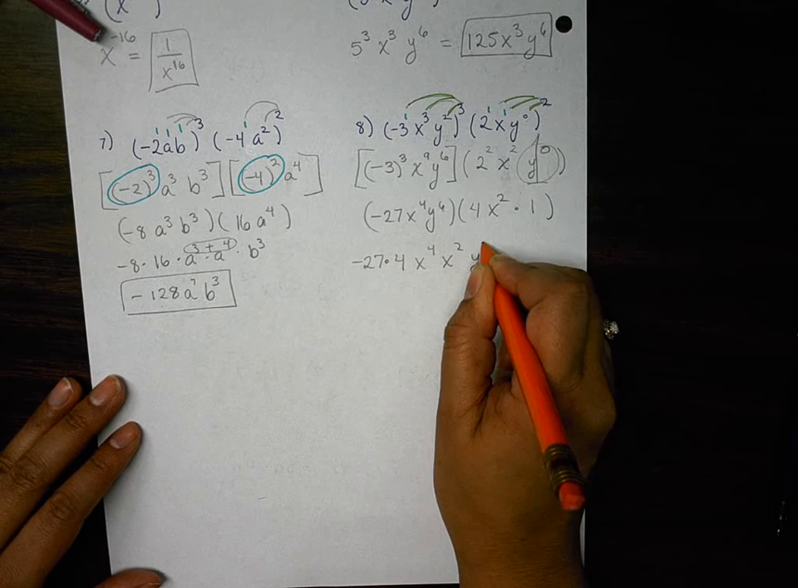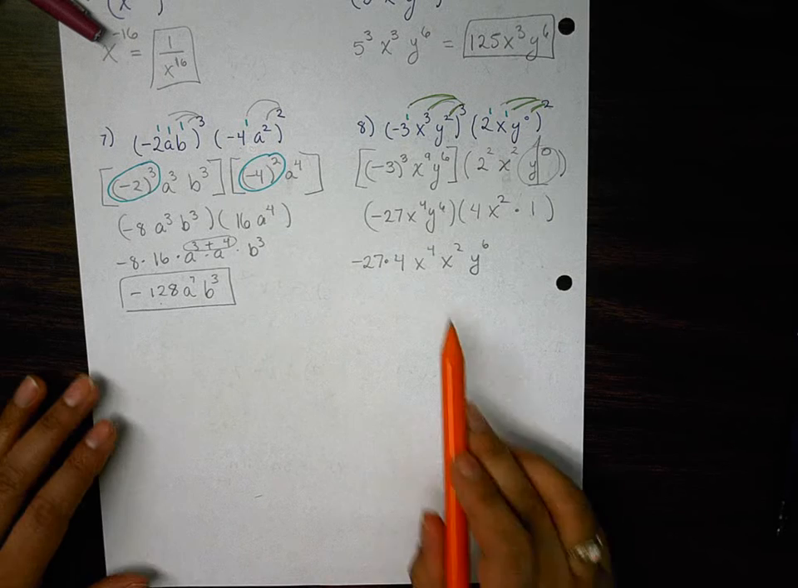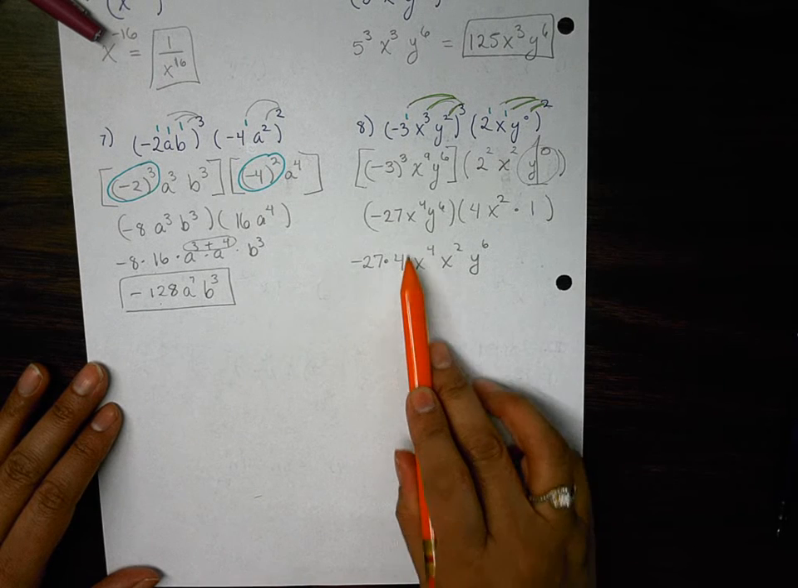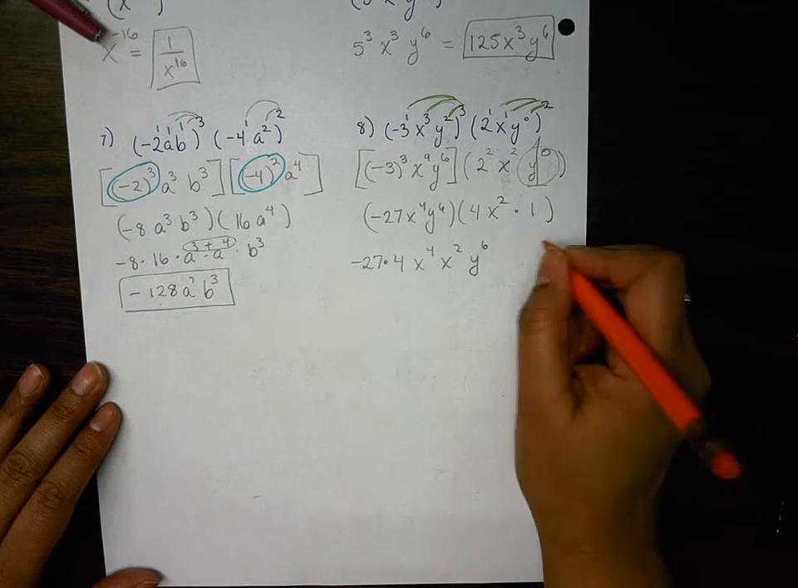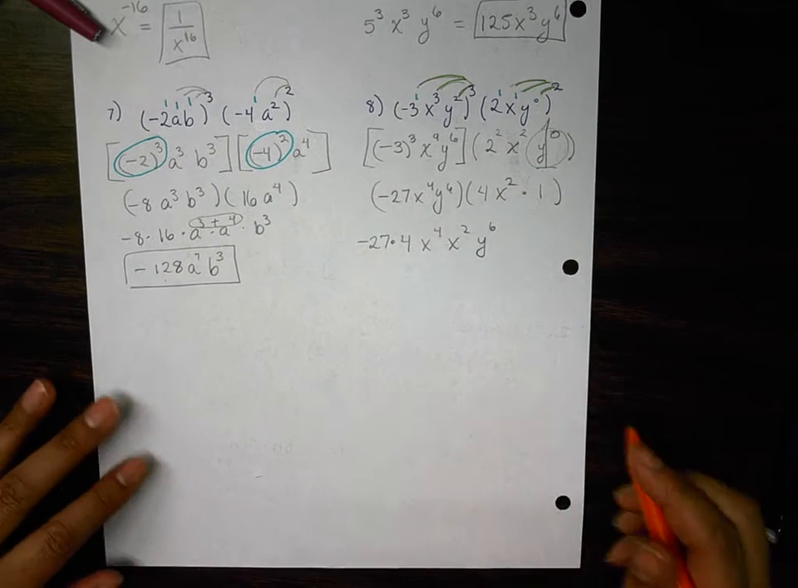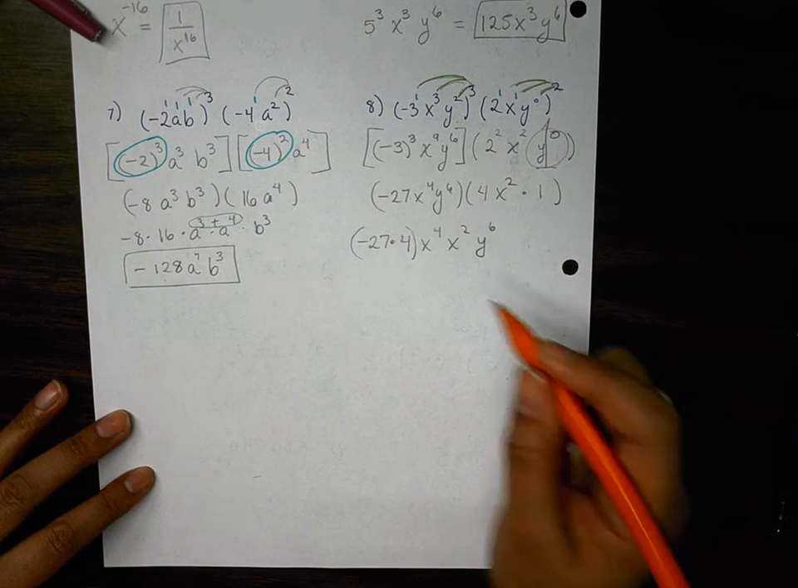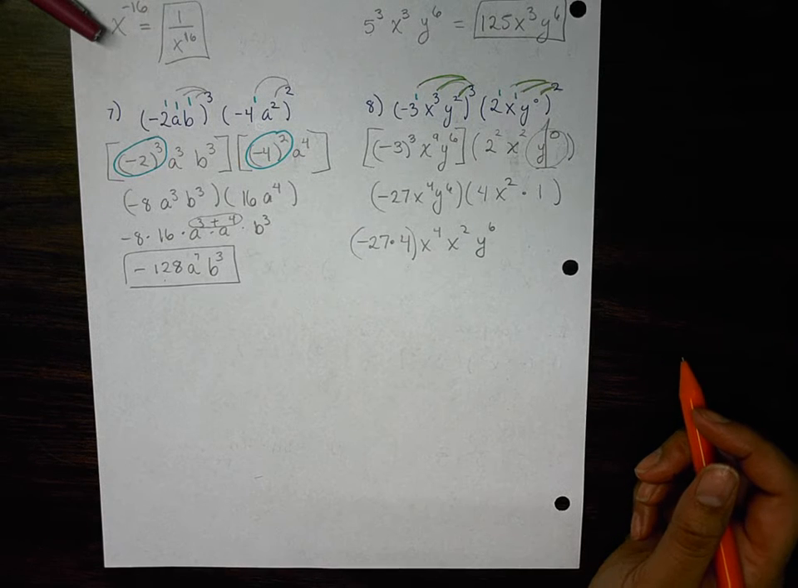All right, I just regrouped. Negative 27 times 4, x to the 9th times x squared, y to the 6th. You could put a times 1. It's not necessary. Multiply these two numbers together right now. Negative 27 times 4. Let me know when you have that answer.